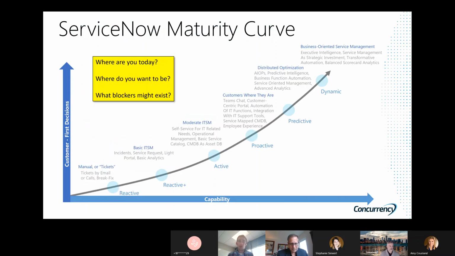So what you see in front of you is a view of a ServiceNow maturity curve. There's a lot here. We're going to start on the lower left-hand corner, and we're going to start talking about how this relates to you. The lower left-hand corner is a company that's very reactive. I often think of these companies as ones that track tickets. They are getting tickets via email. They are doing it via calls. It's break fix. They probably have a rudimentary system they use to track those tickets.